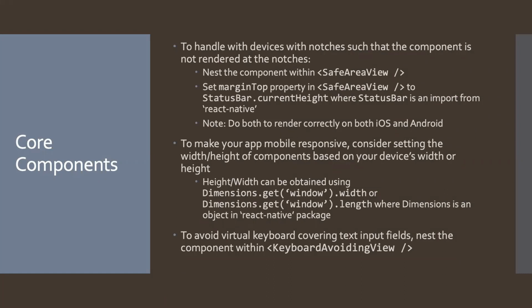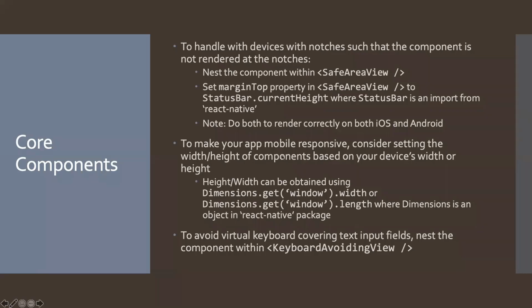And the thing about this safe area view is that it only works for an iOS device. So on top of this, you will have to set the margin top property in the safe area view to status bar.current height. So status bar.current height actually returns the value of the height of the status bar in Android devices. So the reason why we want to do this both is because safe area view only works for iOS devices, and status bar.current height only works for Android devices.